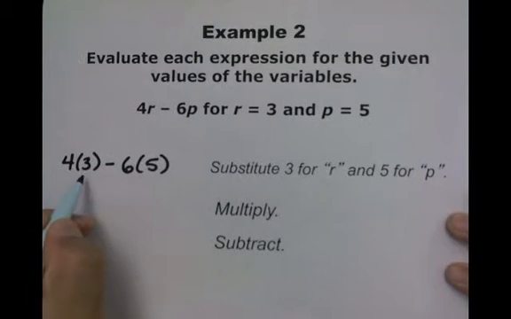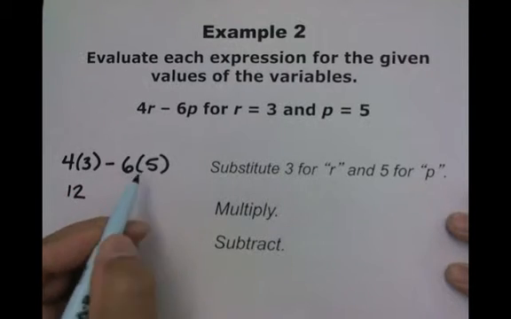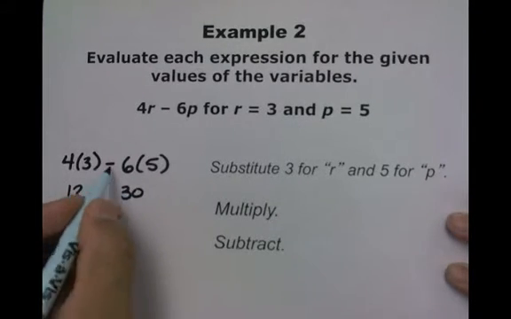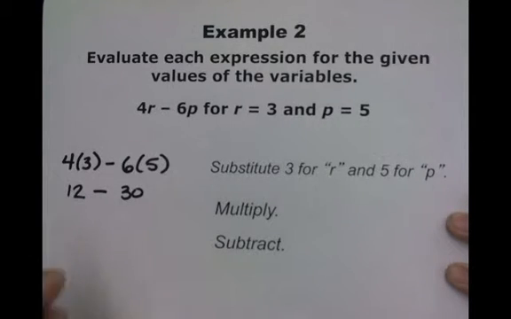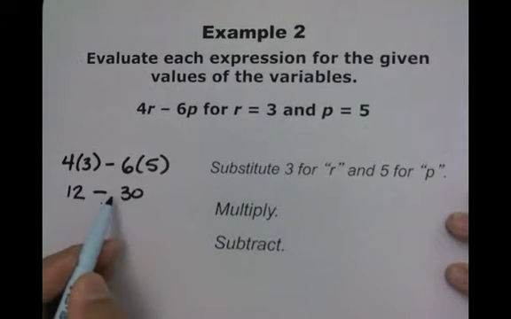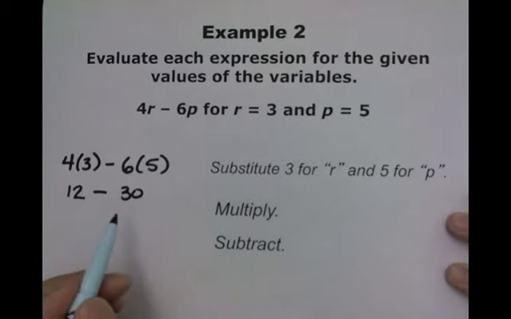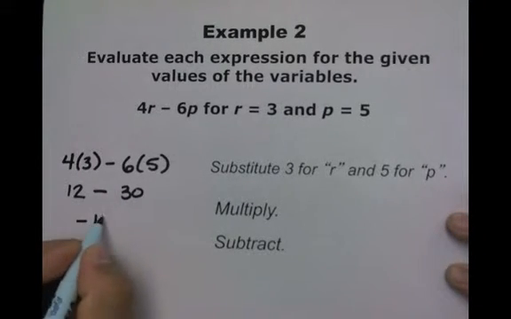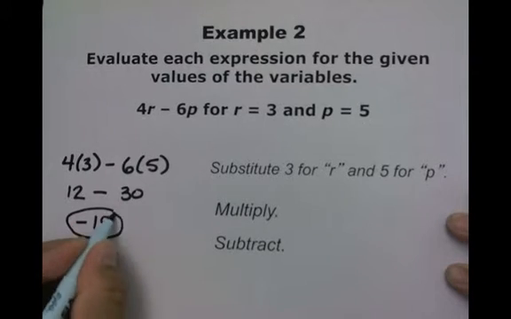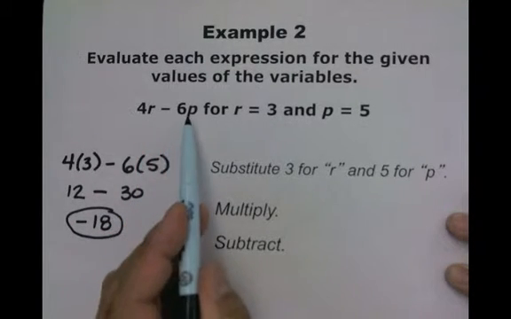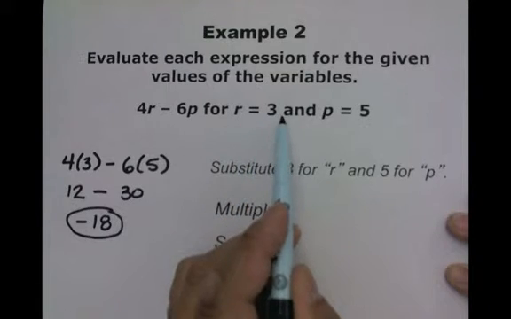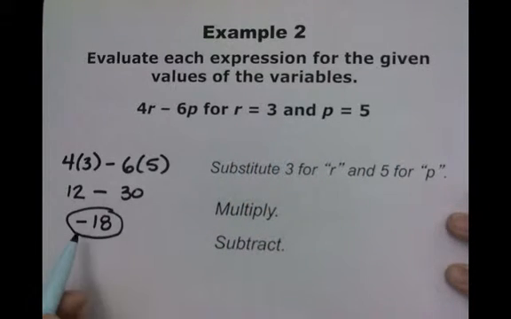Order of operations says I have to multiply first, so 4 times 3 is 12, and 6 times 5 is 30, but I have to remember to bring my subtraction sign down. 12 minus 30, the signs are different, so I subtract. 30 minus 12 is 18, but I have to keep the sign of the larger number, which is 30, so it's going to be negative 18. So 4r minus 6p, where r equals 3 and p equals 5, is equal to negative 18.